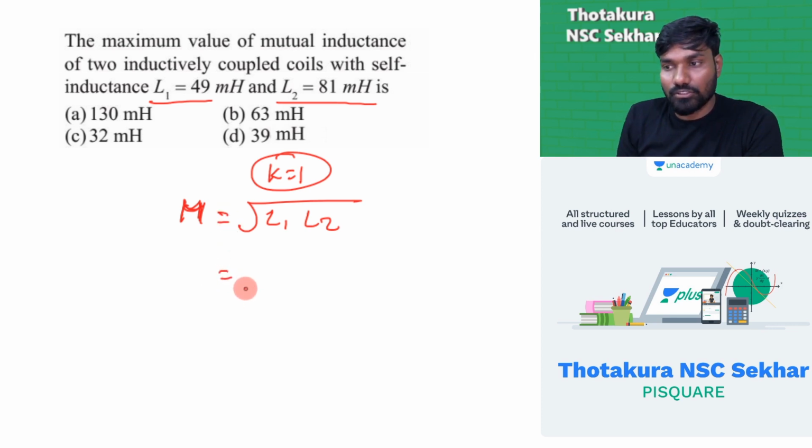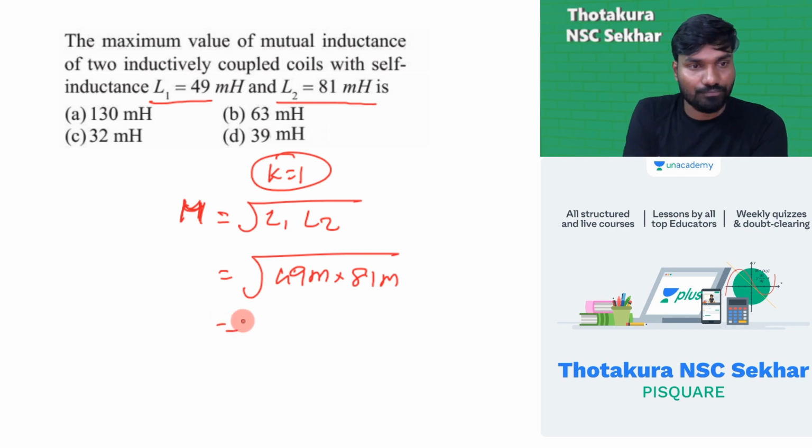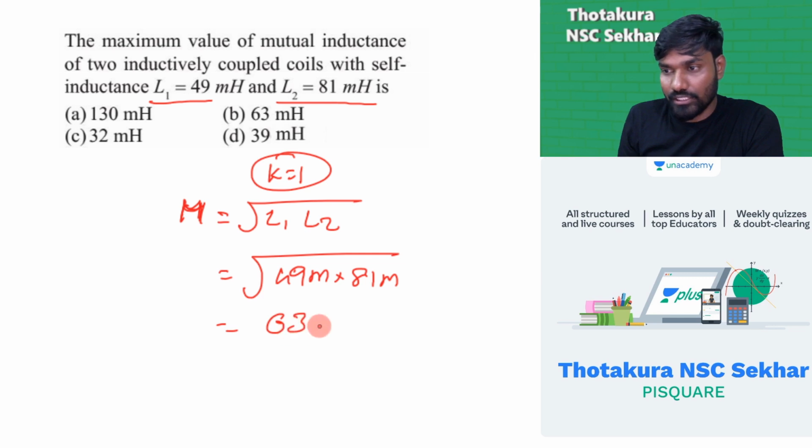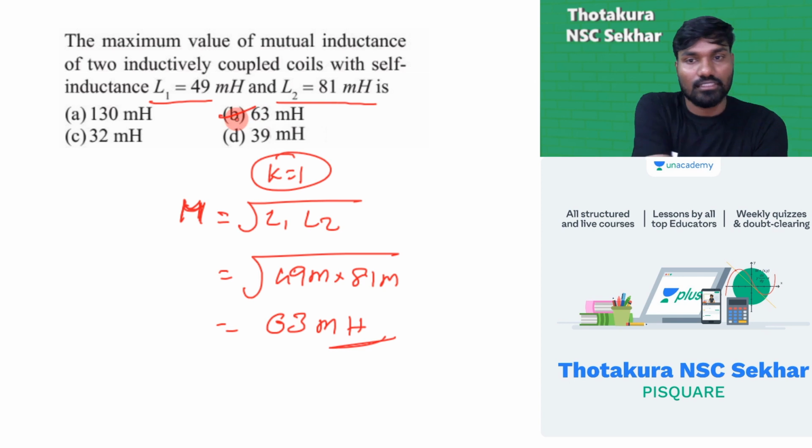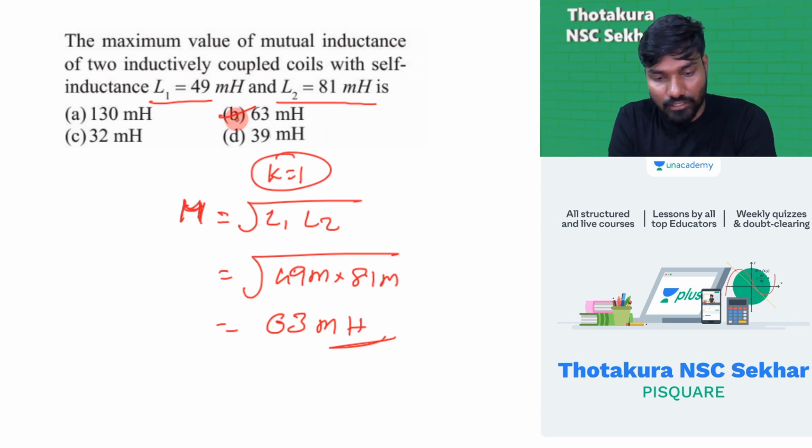So under root 49 milli into 81 milli. Let's solve it: under root 49 into 81, we'll get 63 millihenry. The answer is B. I hope you're getting the points I'm trying to say. Yes or no? I'm hoping yes.